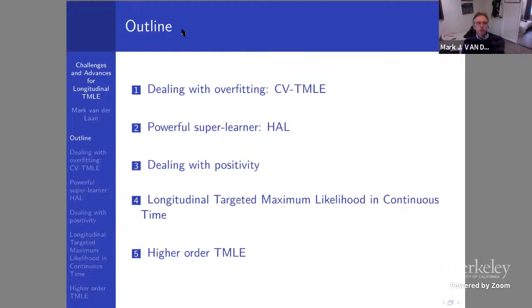So here's a little overview. We'll talk about the danger of overfitting the initial estimators. We'll talk about how to build a powerful superlearner, how to deal with positivity, and then some problems with the current sequential regression TMLE and how we can come up with another type of longitudinal targeted maximum likelihood estimator, and that's also work in progress. And then finally, I will talk about a topic I've worked on over the last half year, and we'll talk a little bit about that.